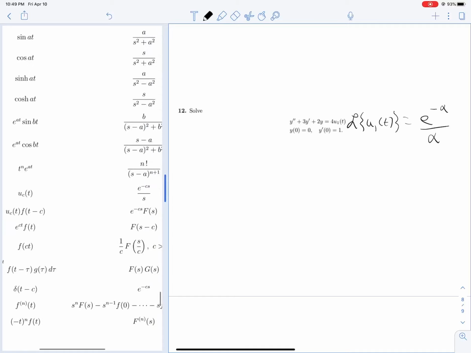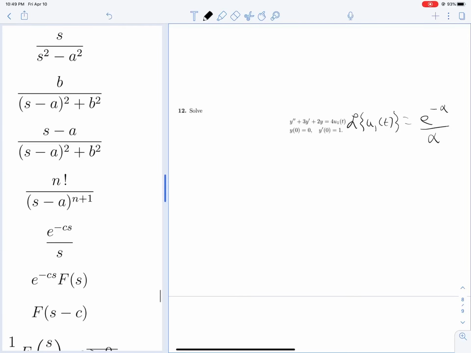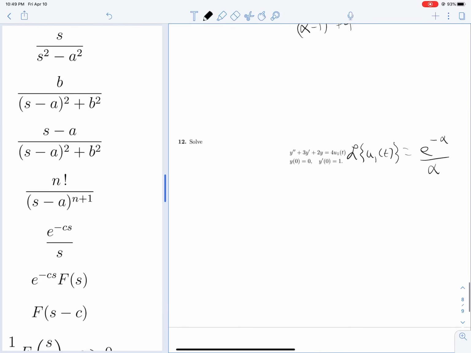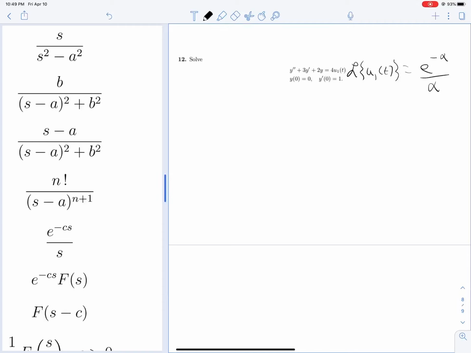Just to warn you, I'm using alpha. My s's look like my 5s. I like drawing alpha, so here we are. And I should be clear, we are getting a negative 1 in here because we take whatever u of c value that is and take e to the negative c alpha over alpha.